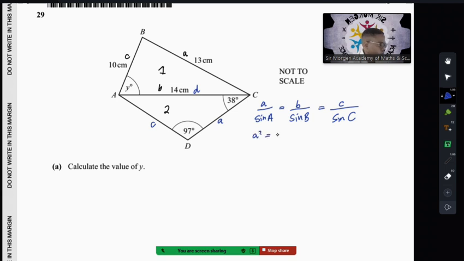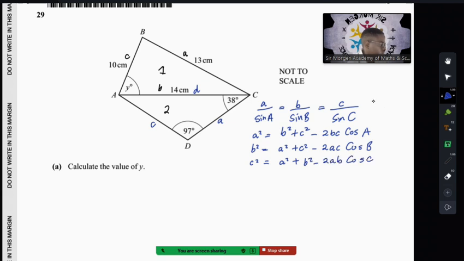Then the cosine rule, I just use one of them, right? For instance, A squared is equal to B squared plus C squared minus 2BC cos A. We can always write all of them, right? Maybe B squared is equal to A squared plus C squared minus 2AC cos B. And then C squared is equal to A squared plus B squared minus 2AB cos C. So this is our focus if you're looking at any of the non-right angle triangles.